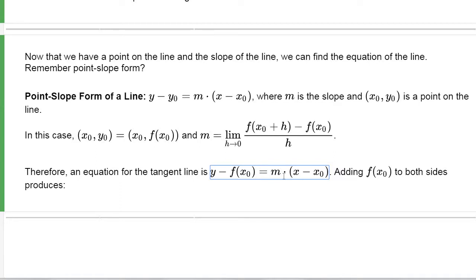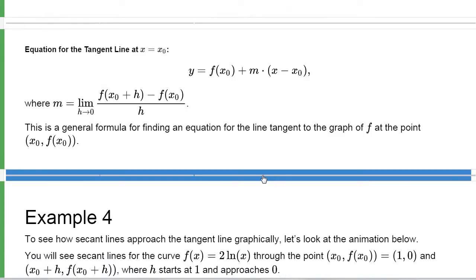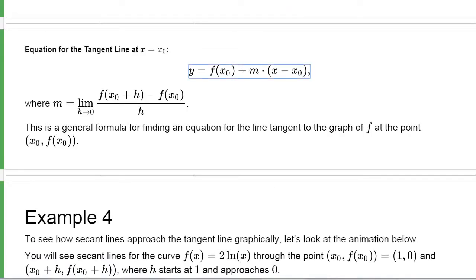And for various reasons, it would be convenient to add this f of x sub 0 to both sides and get this equation for a tangent line at the particular point x equals x sub 0, y equals function value plus slope times x minus the x value, where the slope m is given by that limit. This is our general formula for a tangent line. This tangent line exists as long as the limit exists. If the limit exists, the function has the local linearity property, and vice versa.